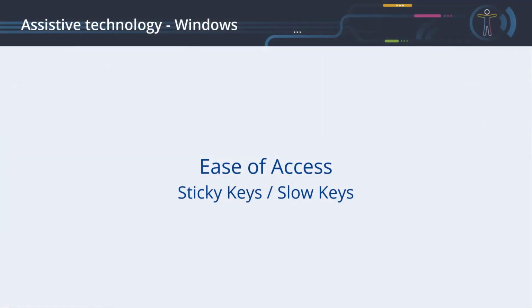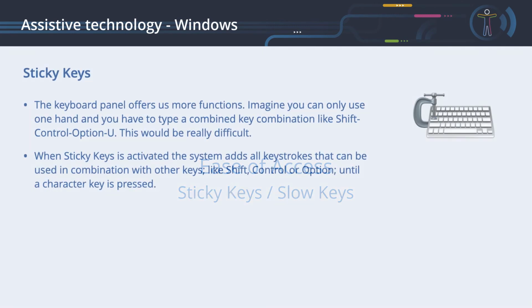Sticky keys, slow keys. The keyboard panel offers us more functions. Imagine you can only use one hand and you have to type a key combination like Shift, Control, Option, U. This would be really difficult. When Sticky Keys is activated, the system adds all keystrokes that can be used in combination with other keys like Shift, Control, or Option until a character key is pressed.